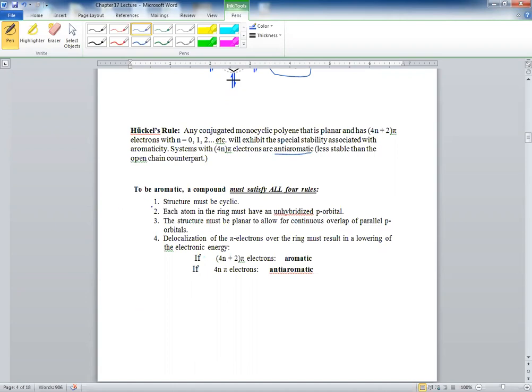Number 1, the structure must be cyclic. You need a ring. Number 2, each atom in the ring must have an unhybridized p orbital. You're aware of that, so this was the conjugation.